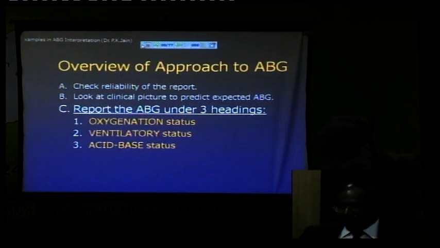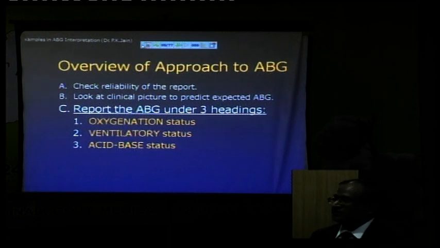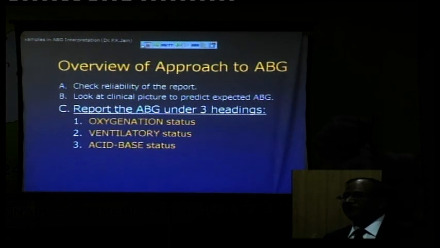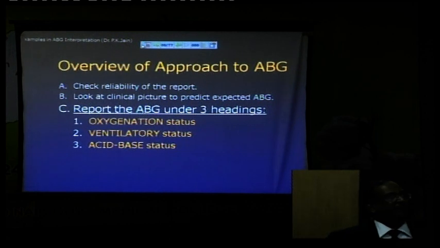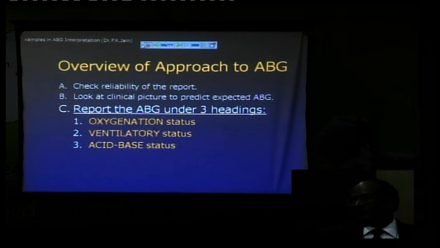Okay. Now, always look at the patient first, suspect what you will get, and if you find it, well and good. If you don't find it, something else is going wrong. And then look at the report. And when you look at the report, always answer 3 questions.